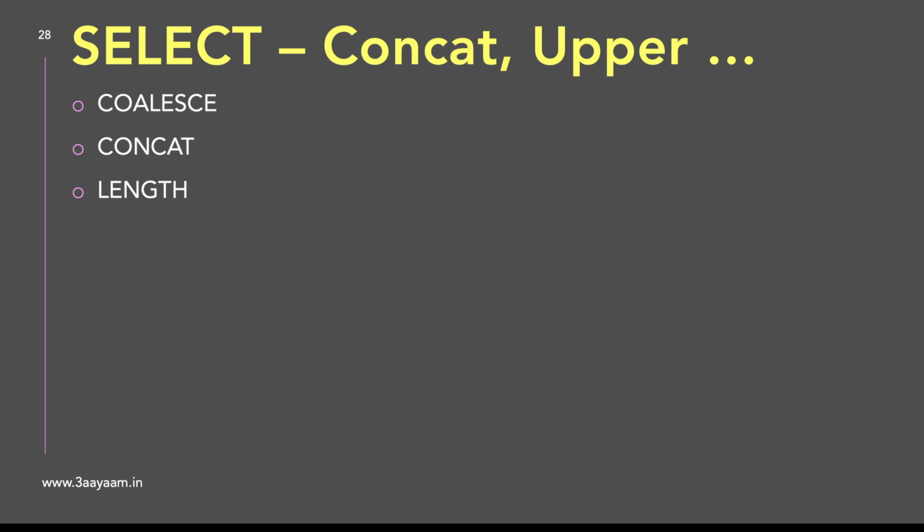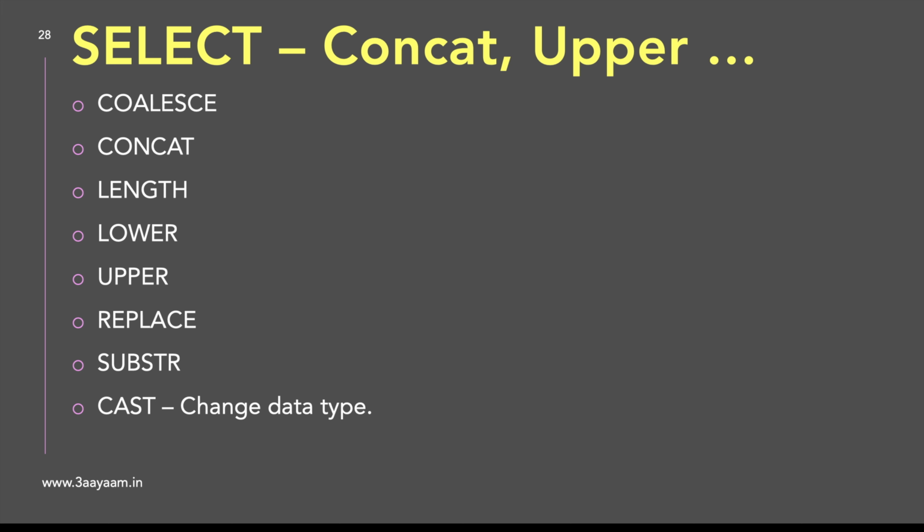Then you have length. Typically, length is used to find out the length of a particular column. And then we have lower, which changes an uppercase string to lowercase, and upper changes the opposite, lowercase string to uppercase. Then we have replace. We can replace a particular string with something else. And then we have substring. Substring is basically used to find out a subset of an entire string. And one of the very important functions is cast, which can be used to change the data type.